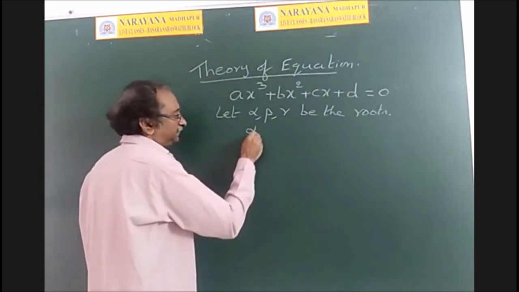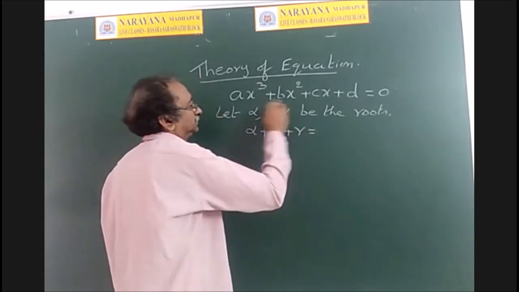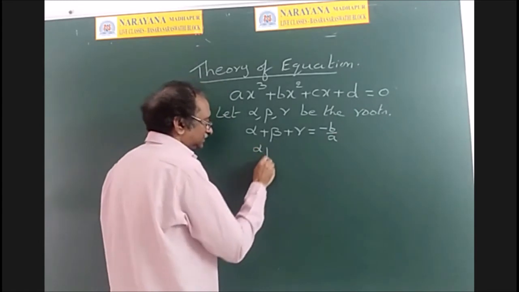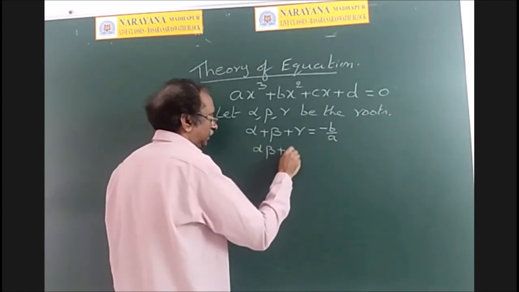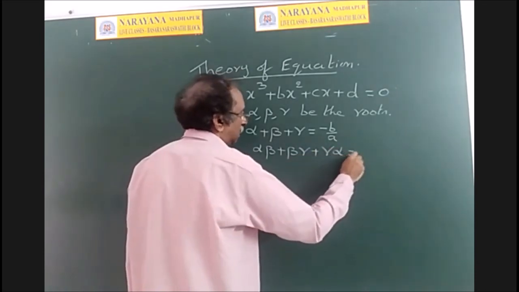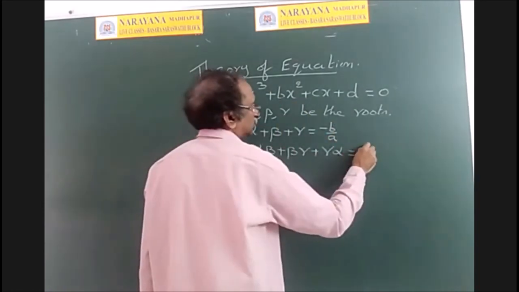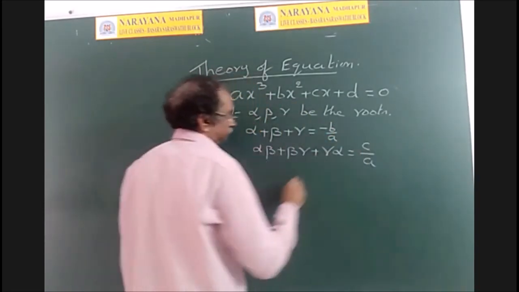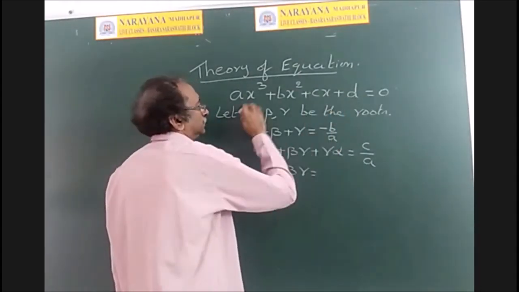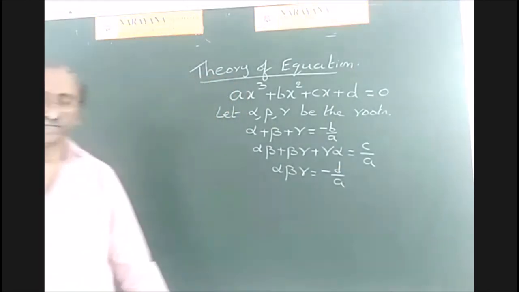What is the formula for the sum of the roots? Alpha plus beta plus gamma is minus b by a. And the sum of the products taken two at a time, alpha beta plus beta gamma plus gamma alpha, is coefficient of x by coefficient of x cube, that is c by a. And the product of the roots, alpha beta gamma, is minus d by a. So write this.